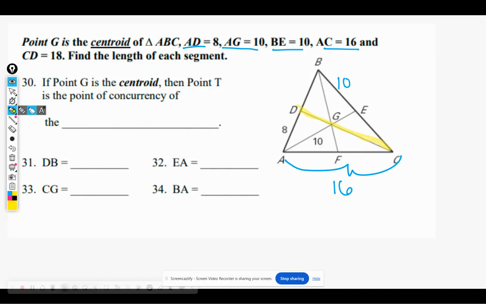Okay? That whole line equals 18. We're going to put 18 right there on top of it. All right. So now the question says the point G is the centroid. Point T is the point of concurrency. Okay, if point T is the point of concurrency of the what?